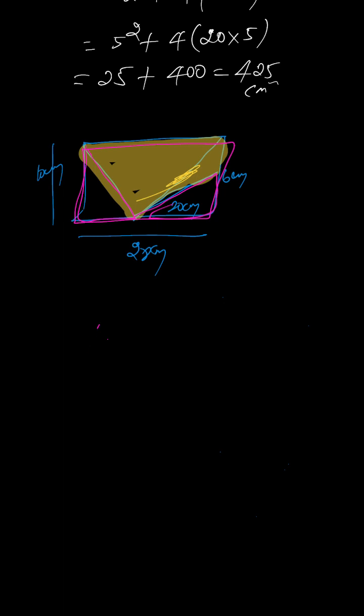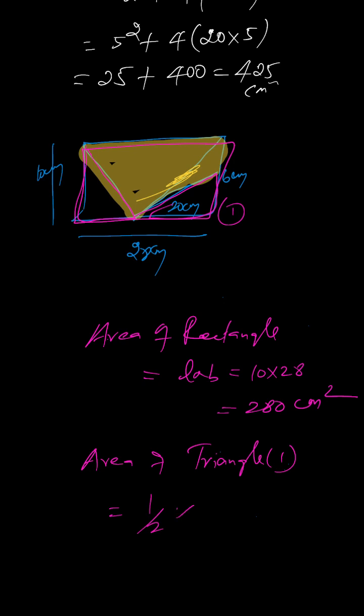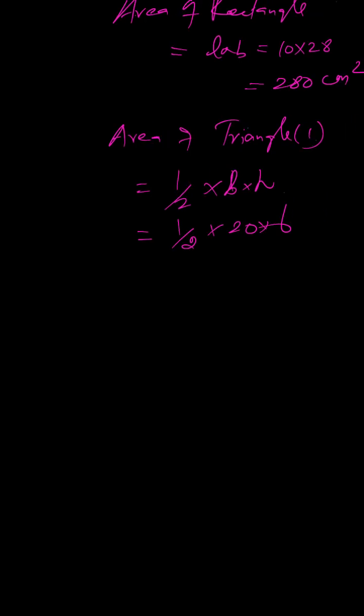So we can find the area of the rectangle. Area of rectangle is equal to l into b. It becomes 10 into 28 is equal to 280 centimeter square. Next, area of triangle 1. This is the first triangle, which is equal to half into base into height, which is equal to half into base 20, height 6. So my answer is, 10 times 6, it becomes 60 centimeter square.